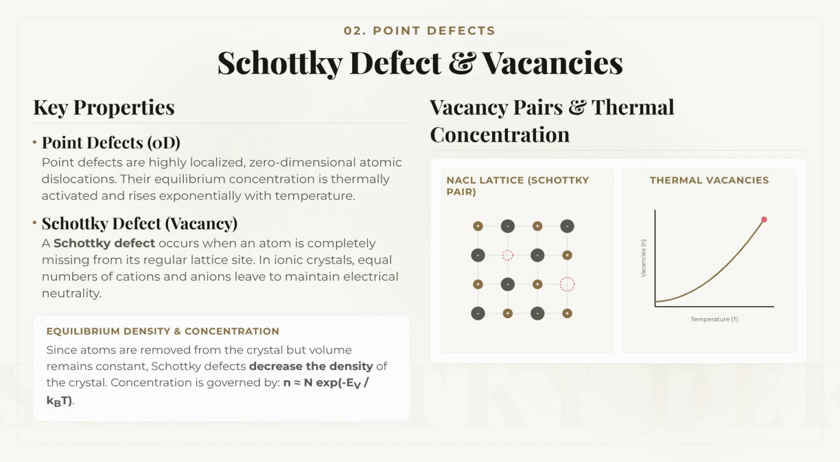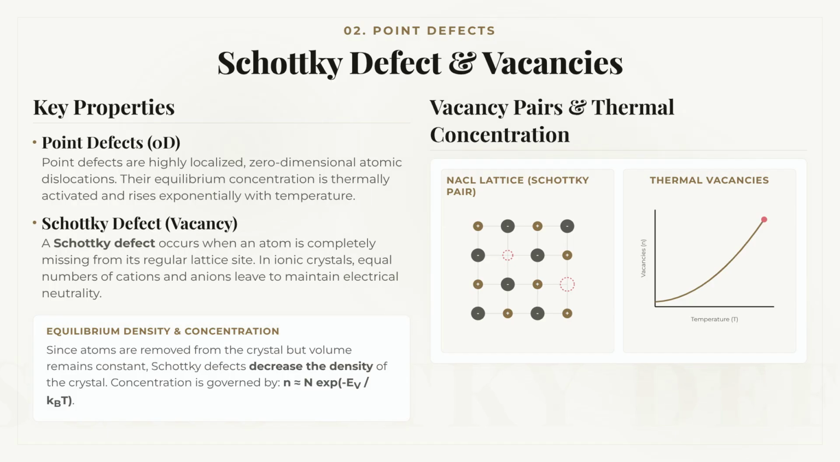The concentration of point defects depends strongly on temperature. As temperature increases, atoms gain thermal energy and are more likely to leave their normal positions. Therefore, the number of point defects increases with temperature. 2 important types of point defects are Schottky defects and Frenkel defects.